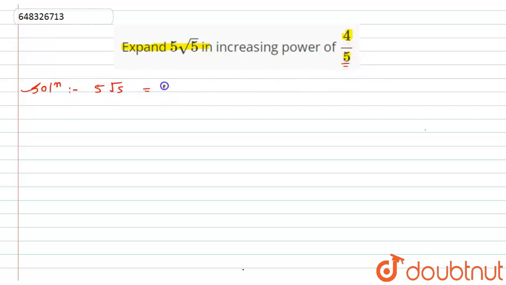First of all, we can simplify this as 5 raised to 1, and this root 5 can be written as 5 raised to 1/2. Now if we combine the powers, it becomes 5 raised to 3/2. Now this can be written as 1 upon 5 raised to minus 3/2. Again, this can be written as (1 minus 4/5) raised to minus 3/2.